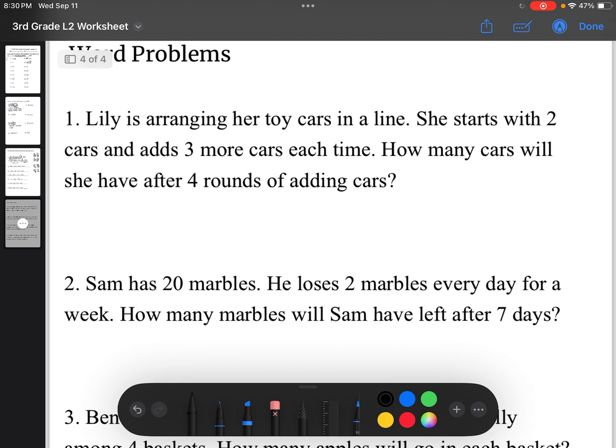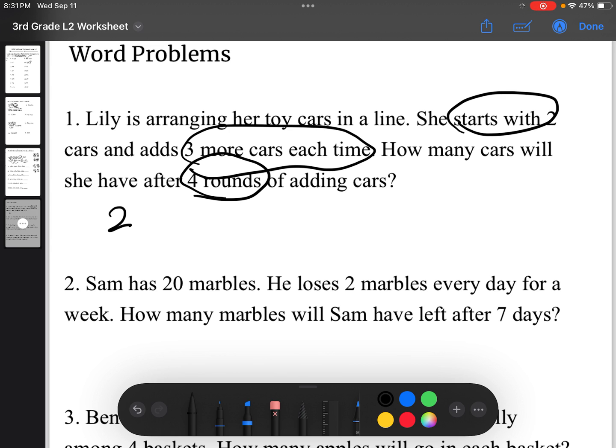So number 1 says, Lily is arranging her toy cars in a line. She starts with 2 cars and adds 3 more cars each time. How many cars will she have after 4 rounds of adding cars? So first, we know she starts with 2 cars, so we can already just add the 2 in our equation. And she adds 3 more cars each time. And because there's 4 rounds, that means we're going to add 3 cars 4 times. So here's 1, and then here's 2, and then here's 3, and then here's 4. And we do this math, and we should get our answer of 14.